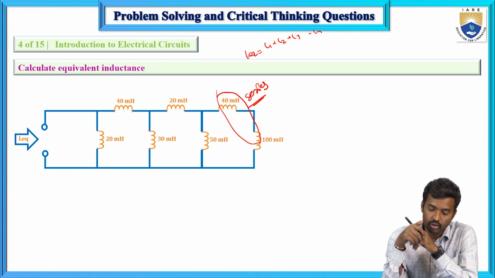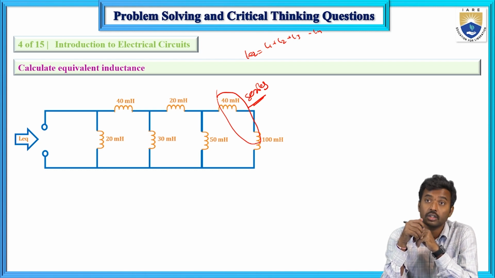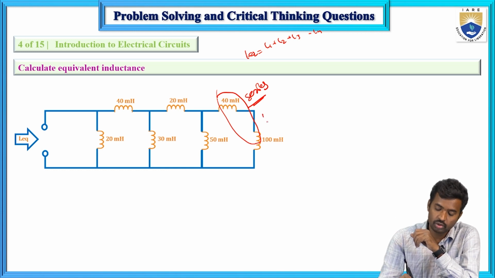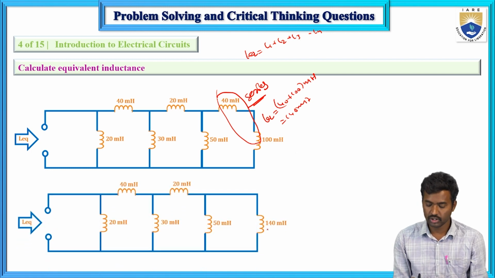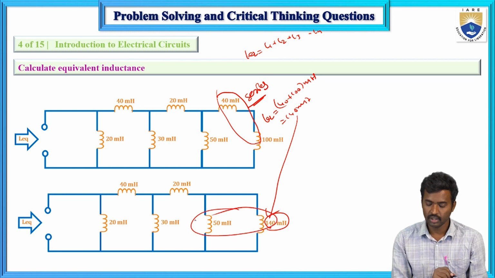Now here we have only 2 inductors, 40 millihenries and 100 millihenries, connected in series. For that case, L equivalent equals 40 plus 100, which is 140 millihenries. Now 140 and 50 are connected in parallel. So this 140 and this one are connected in parallel.